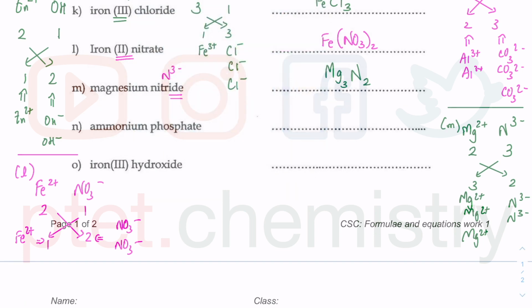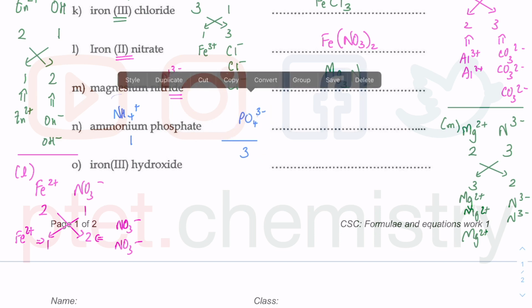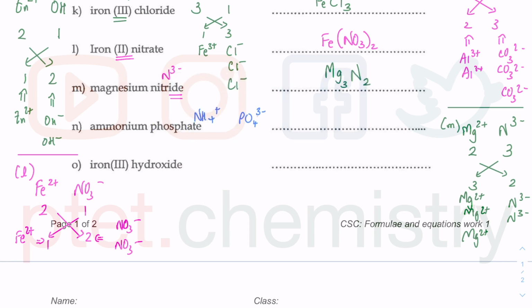Next up, I have ammonium phosphate. You might not have learned phosphate in your table, but phosphate is PO4 3 minus. Actually, phosphate is in that valency table that was given in your notes, so you should have learned it before. So NH4 plus and PO4 3 minus. So 1 and 3 following the charges on the ions, there's the valency.